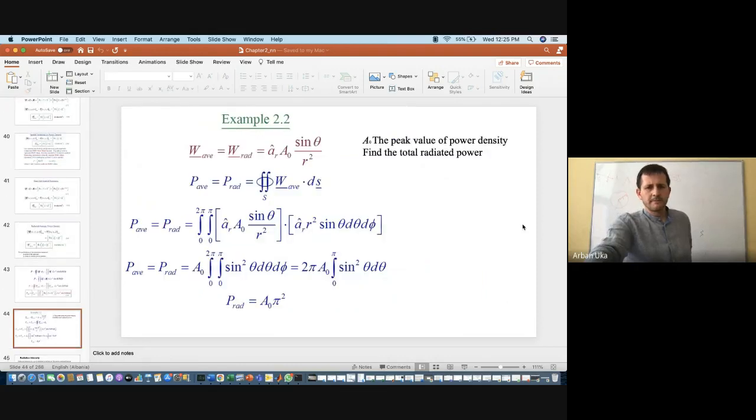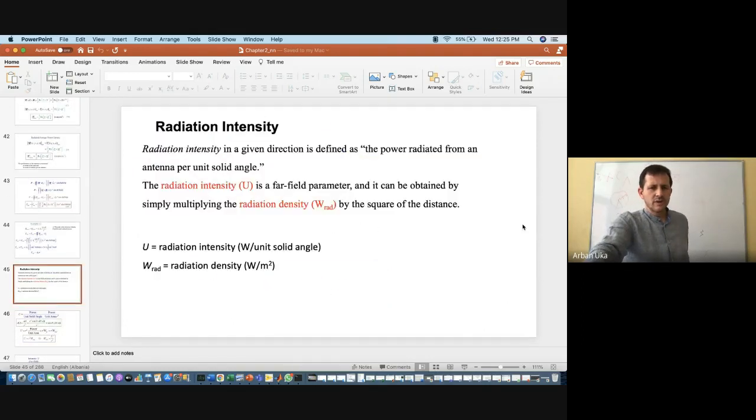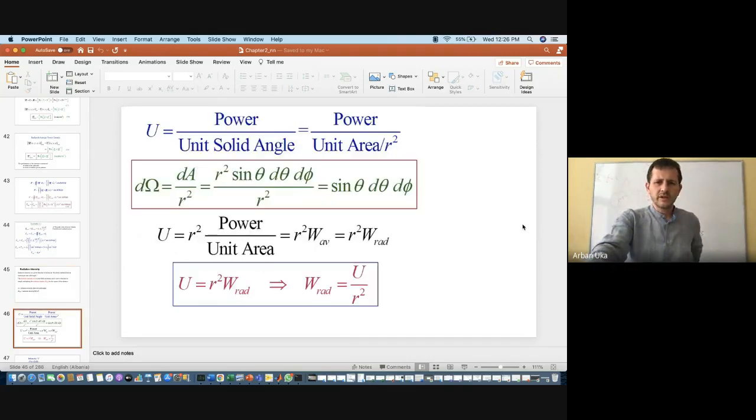Yeah, this is watt per meter square. That means that the radiation intensity U has units of watt, because radiation intensity is W times the unit solid angle, divided by that. But the radiation density is watt per meter square, and multiplying by R square, we get the U. So U, to some degree, is often a constant value. It does not change as a function of R, okay? So it does not depend on R.